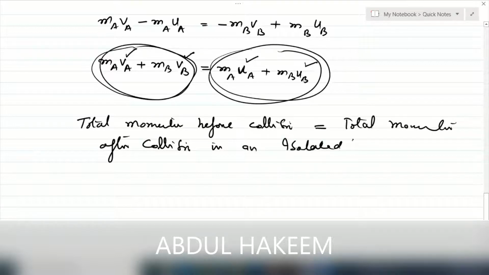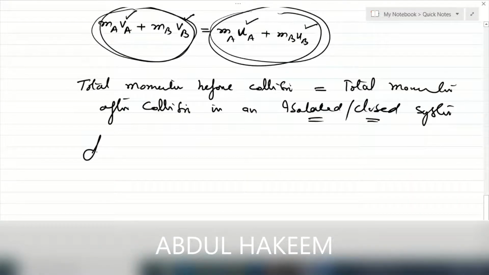isolated or closed system. Do remember, isolated closed system means only two objects are interacting with each other. No third body is involved. So this system is isolated, this system is closed. So the total momentum before collision is equal to total momentum after collision. This statement is called law of conservation of momentum.